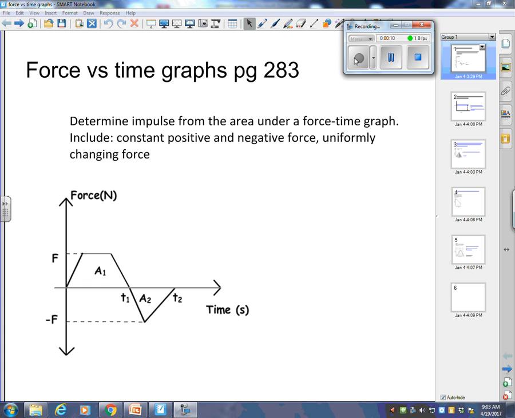And we will determine the impulse from the area under a force versus time graph, including both positive and negative force, and uniformly changing force. I can cover this in 3 minutes if I have to. I won't, but it's that simple.